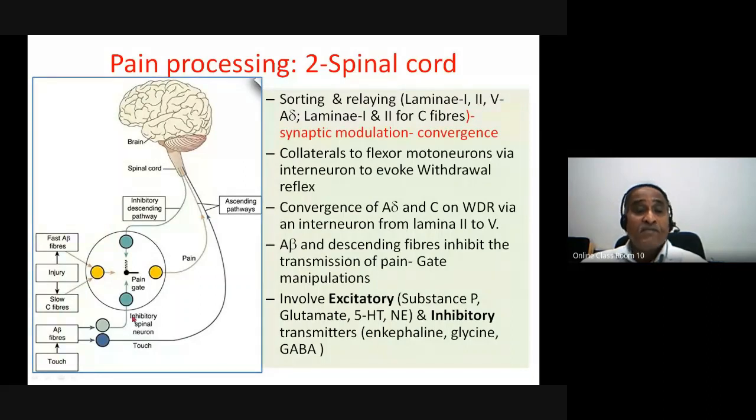So that means you have modulators here in the spinal cord, and these modulators try to govern the output going from the wide dynamic range neuron. This wide dynamic range neuron is going to the thalamus, the spinothalamic tract. These inputs from the descending tract and the A beta fibers and others activate a number of excitatory and inhibitory transmitters. Here I have mentioned a few excitatory transmitters: substance P, glutamate, serotonin, norepinephrine, acetylcholine. They will excite.